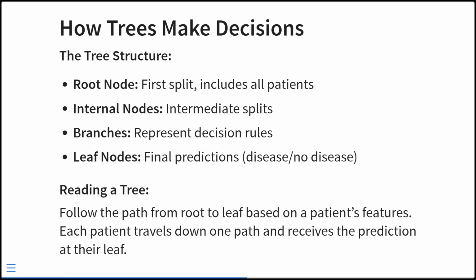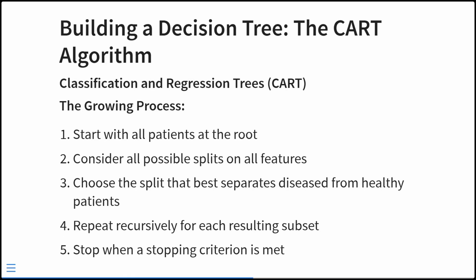So the tree structure is basically like this. We have the root node, usually the first split, which includes all patients. Then we have the internal nodes, which are intermediate splits. Then we have branches, which represent various decision rules, and we have leaf nodes, which are the final predictions, disease or no disease. When reading a tree, follow the path from the root to the leaf based on a patient's features, whereby each patient travels down one path and receives the prediction of their leaf.